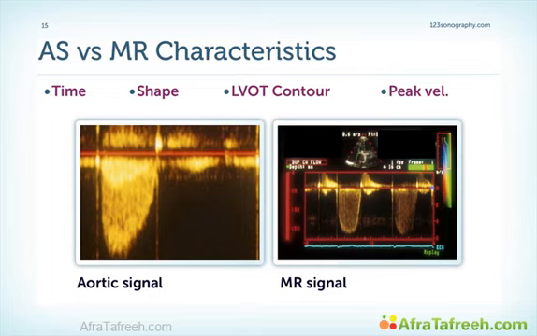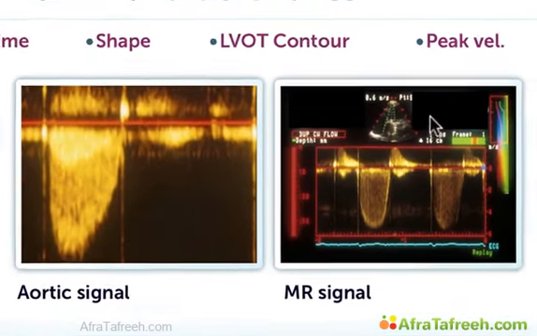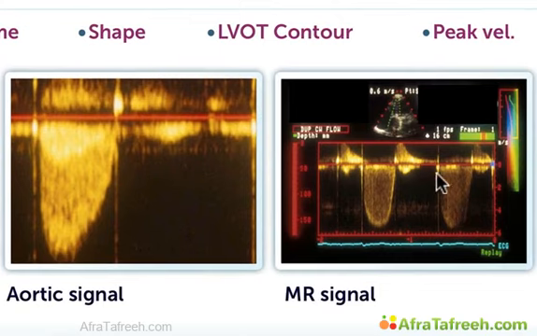And looking at the signal of the aortic stenosis compared to MR, the aortic stenosis has a more dagger-shaped signal, whereas the mitral regurgitation is rounder in shape. Look here. Usually also in severe aortic stenosis you have a more dense signal. And furthermore, you can frequently see the LVOT Doppler signal in the contour here in the Doppler spectrum of the aortic stenosis signal.